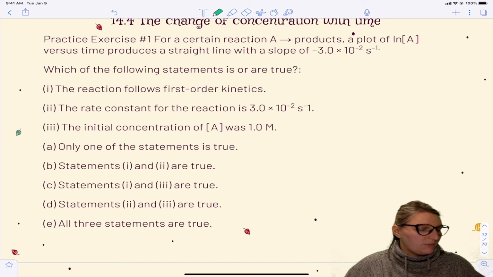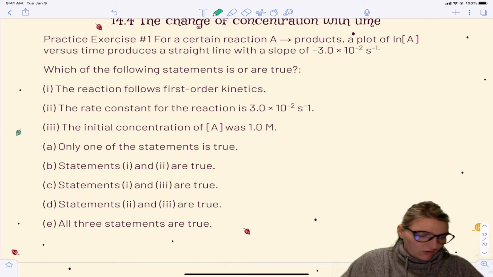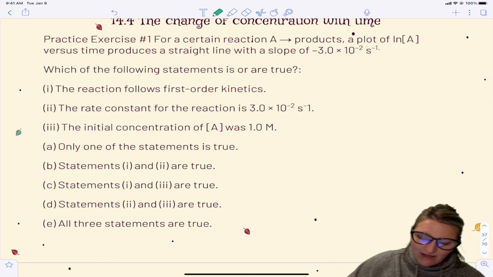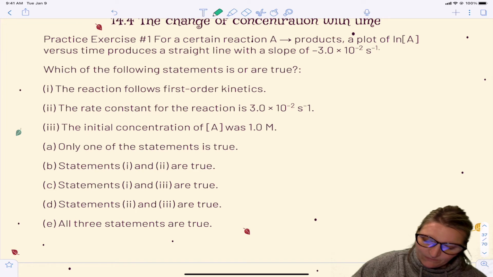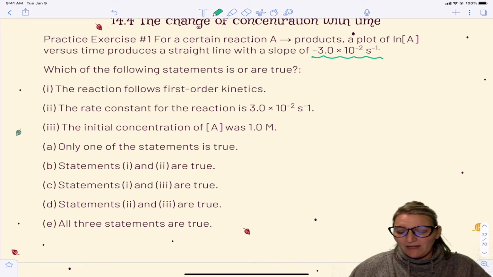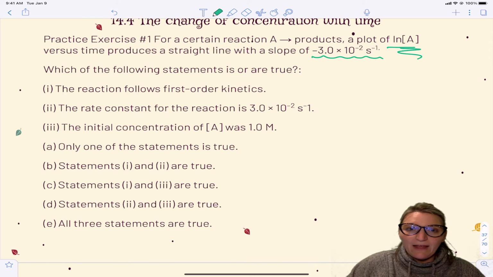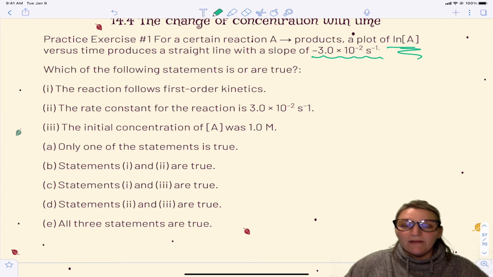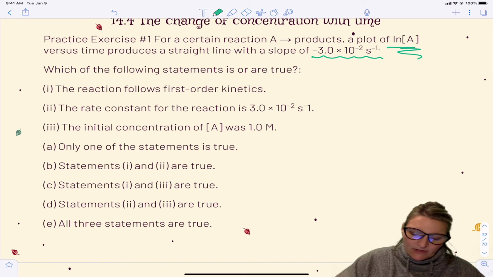Here's a multiple choice question. You can give this one a try: pause, try, and then restart. For a certain reaction, A to products, a plot of ln [A] versus time produces a straight line with a slope of negative 3.0 times 10 to the negative 2 inverse seconds. If it's ln, natural log of A, and it produces a straight line, I know it's first order. So yes, it does produce first order kinetics.